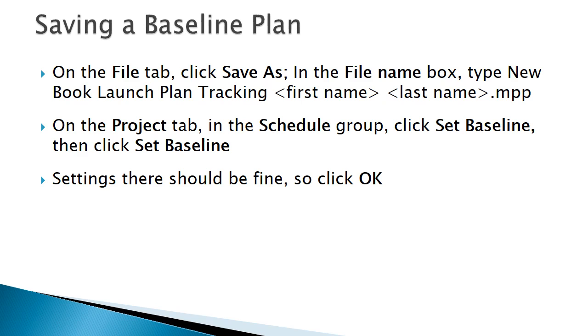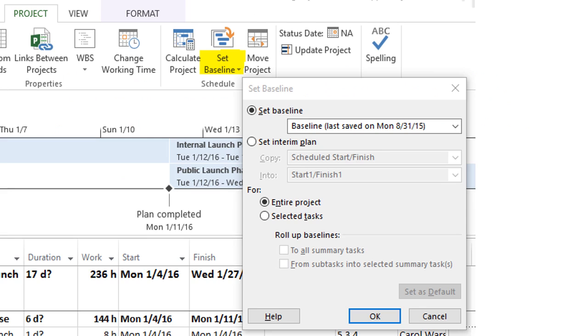We save our baseline plan through the Project tab, Schedule Group, Set Baseline function. Once we set the baseline, we can enter actual values and Project will inform us of the variance from the plan. Here's what the baseline setting dialog box should look like. Remember that we baselined the entire project.